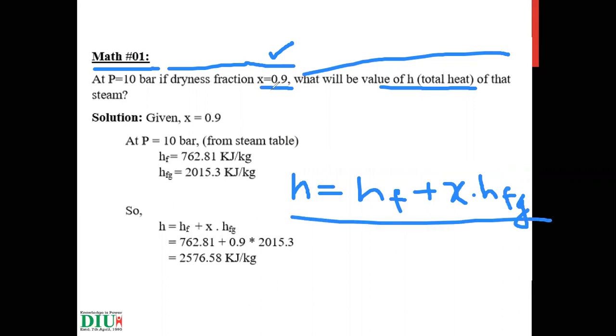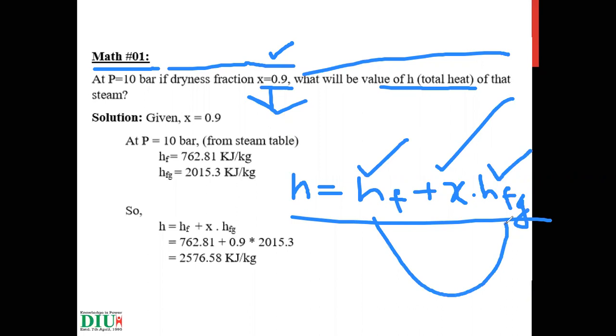Okay. Here, my student, in this equation, the value of X is already given, 0.9. You can easily see, isn't it? So we need this sensible heat and we need this latent heat, sir. From where will we get these values? It's very easy, my student. We have one value given, that is pressure. That is pressure equals 10 bar.